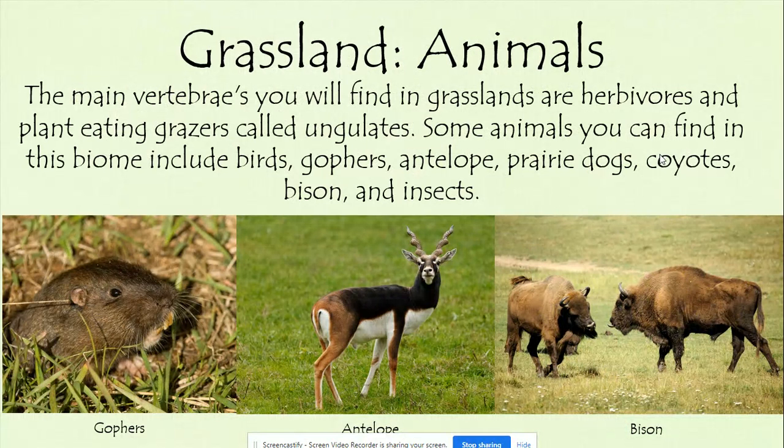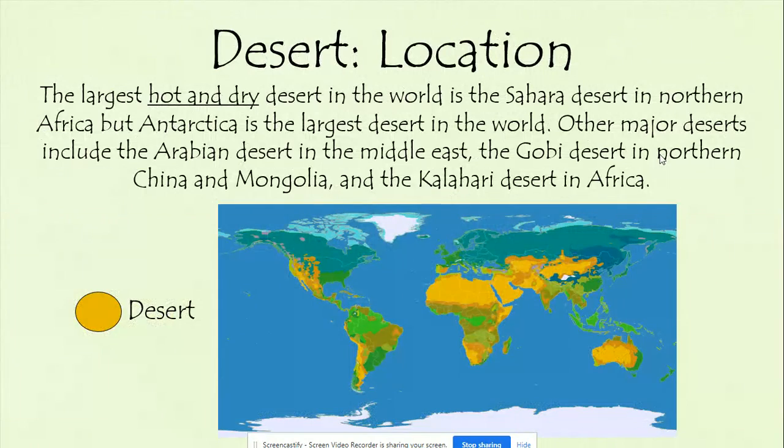The main vertebrates you will find in grasslands are herbivores, that means they only eat plants, and plant-eating grazers called ungulates. Some animals you can find in this biome include birds, gophers, antelope, prairie dogs, coyotes, bison, and insects.